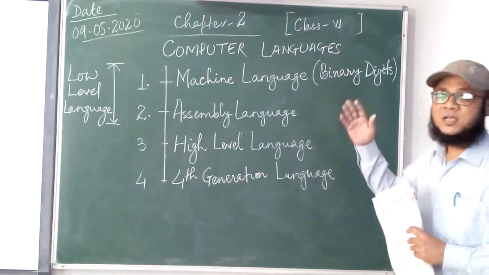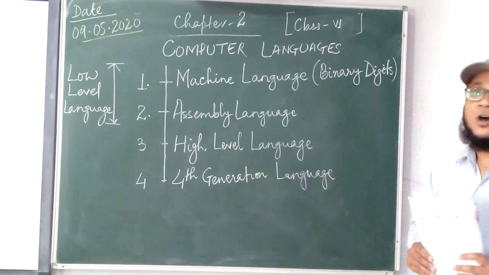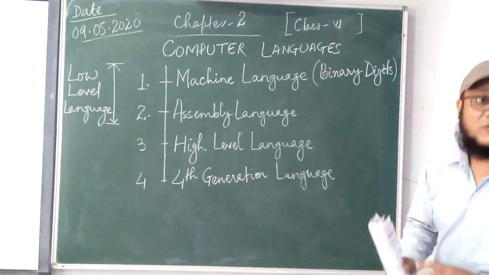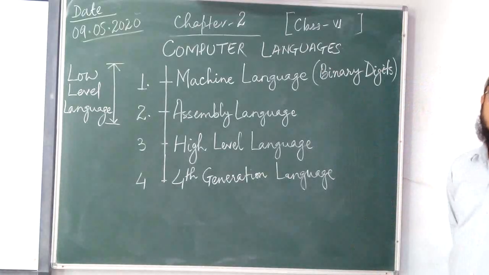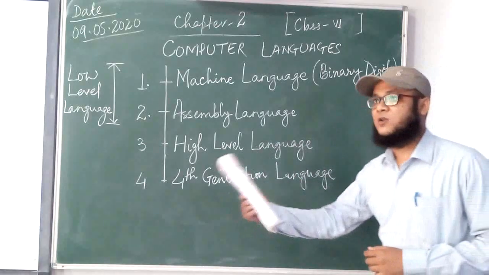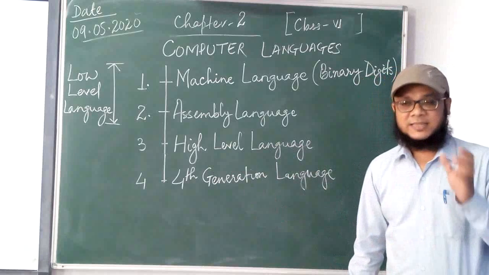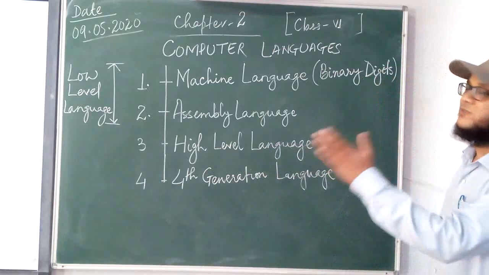Machine language is represented in binary digits, which means in the form of a series of zeros and ones, where 0 means off and 1 means on. Whatever command, whatever instructions we are going to give the computer, that entire code, that entire command is given in the series of 0 and 1.